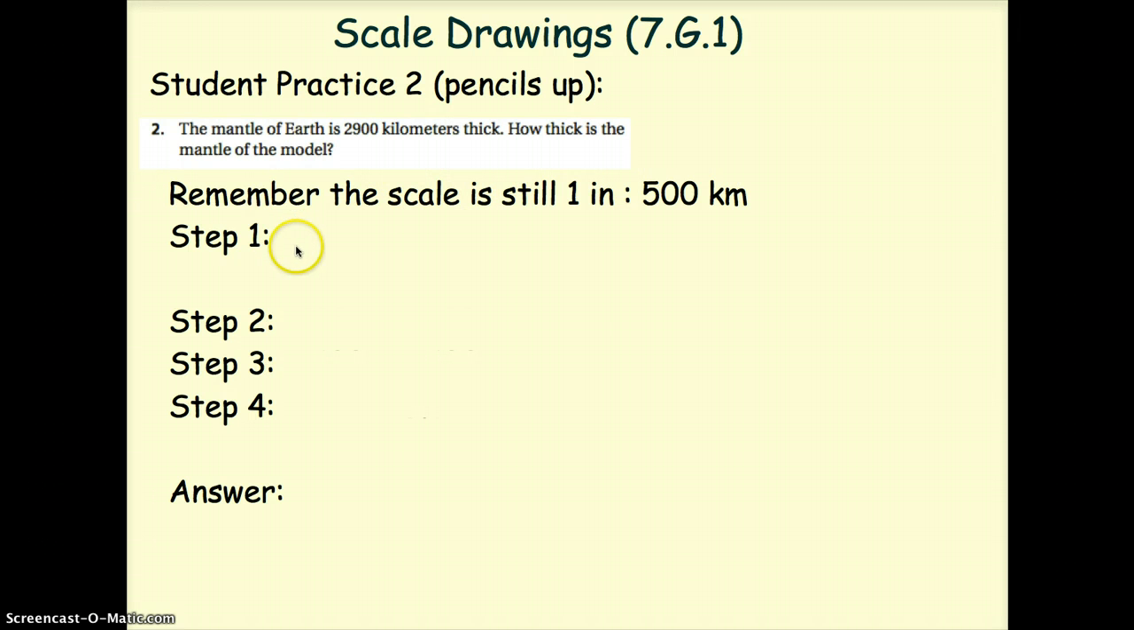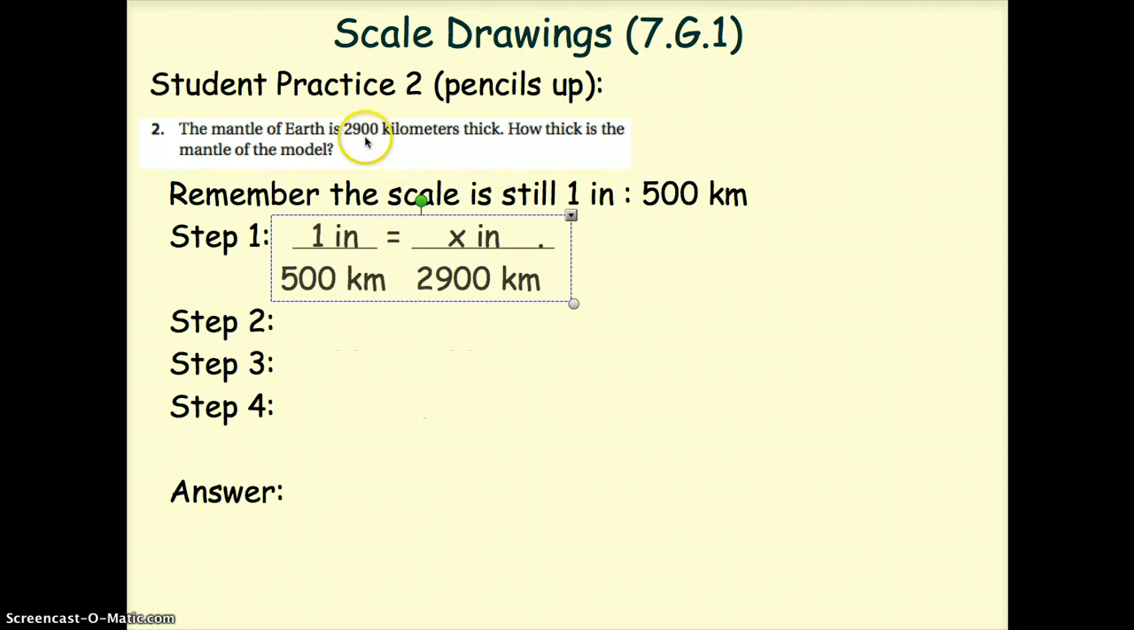Okay, let's go ahead and take a look and see how you did. Your first fraction, you should have 1 over 500. Your second fraction, we don't know the model, so that's our x, that's our mystery number. And we know that the actual is 2,900 kilometers. Now I can cross multiply: 500 times x equals 1 times 2,900.